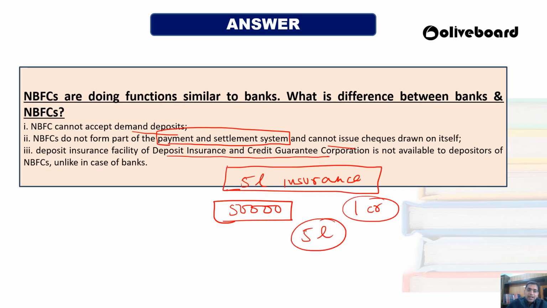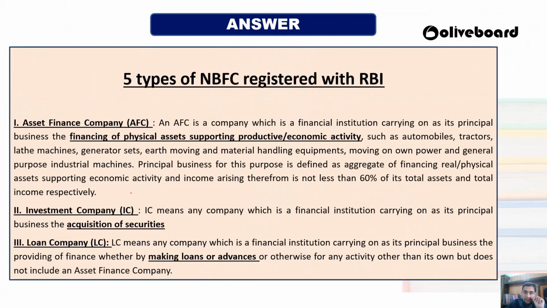Okay, so that is the maximum insurance that you have in your bank account. Now, what are the 5 types? In the question they have asked about the 5 types, but I have written about the 10 types. I will be discussing the 10 types of NBFC.